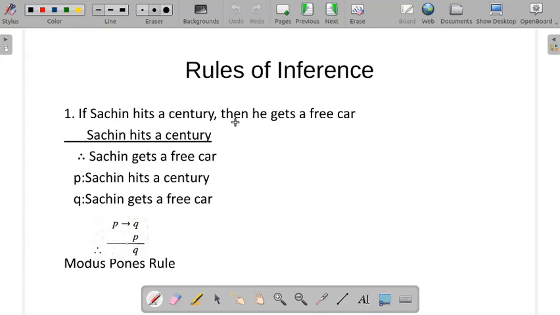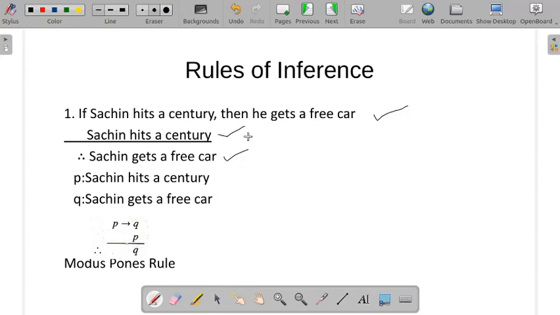So if you have the first problem, the propositions are given in the verbal form. If Sachin hits a century, then he gets a free car. There are two propositions, it's a compound proposition. Next one, Sachin hits a century. Conclusion, Sachin gets a free car. Okay. So now there are two propositions here.